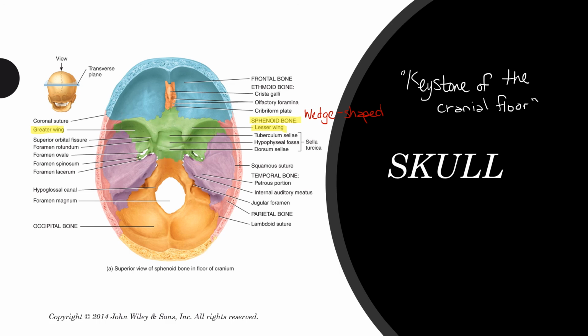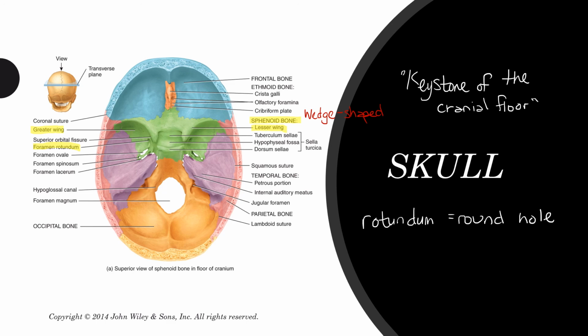Okay, so we're going to erase that. Another foramen that's associated with the sphenoid bone is the foramen rotundum. It's actually going to be right here. Rotundum means round hole. And this is located at the junction of the anterior and medial parts of the sphenoid bone.